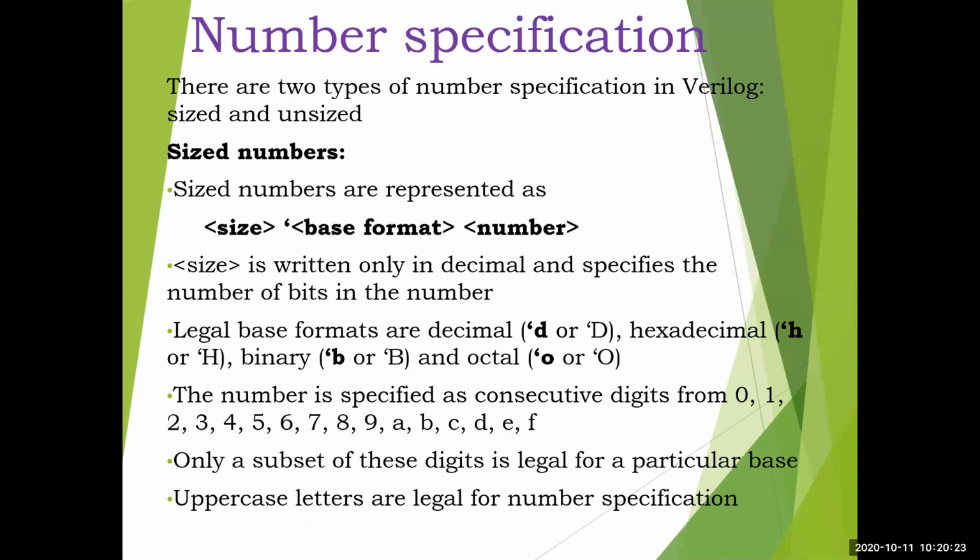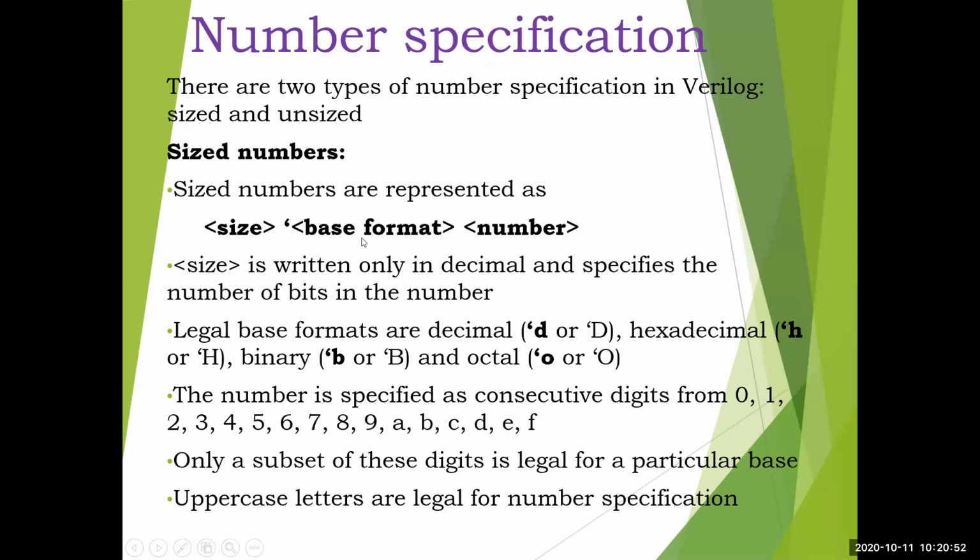Sized numbers are represented with this syntax: size, then an apostrophe, base format, and then the number. Size is written only in decimal and specifies the number of bits in the number. Here we write the actual number. In normal programming you write just this number; in Verilog HDL, these two come additionally. If it is having 10 bits, the size is 10 and it will be written in decimal.